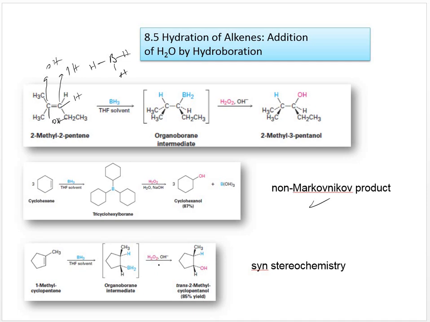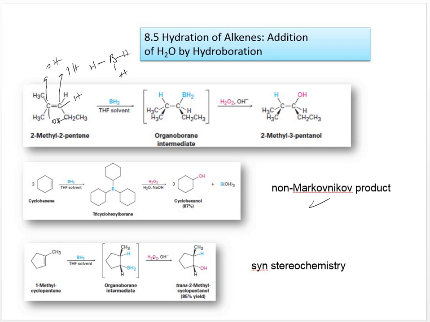So if you look at here, when we add BH3 to 1-methylcyclopentene, we synthesize an organoborane intermediate. When boron, BH2 and H are added, we call this an organoborane or organic borane intermediate. If you look at hydrogen and BH2, they are dashed, meaning that they are away from the plane.